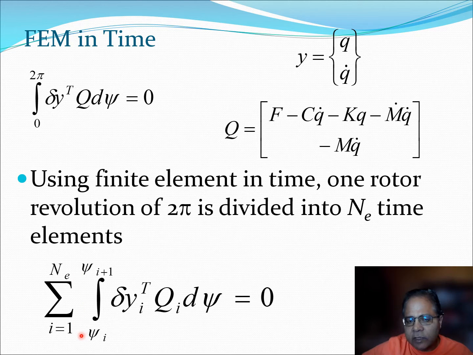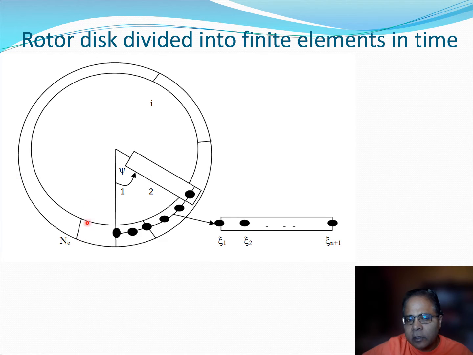So let us say we have several time elements, any of them specifically. Then we integrate i's 1 to ne, and we break this integral up from psi I to psi I plus 1, and then we have all these values within this particular segment I here, and this should also be equal to 0. So this is how the rotor is divided up.